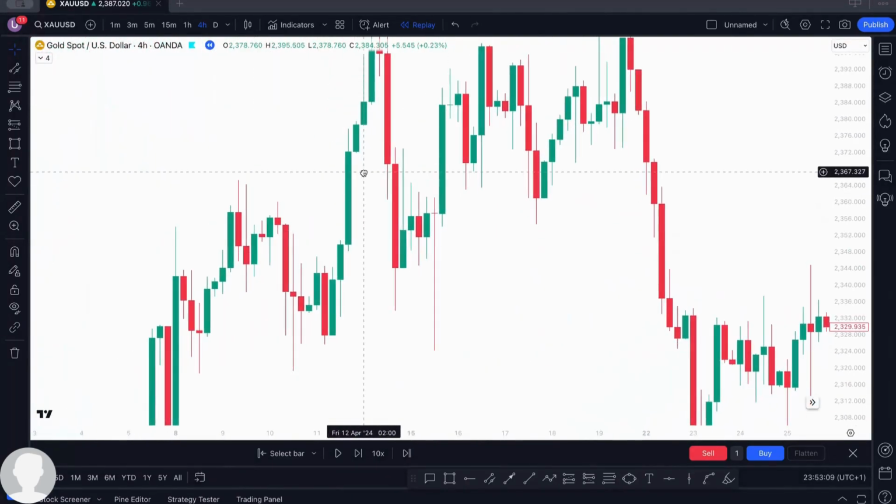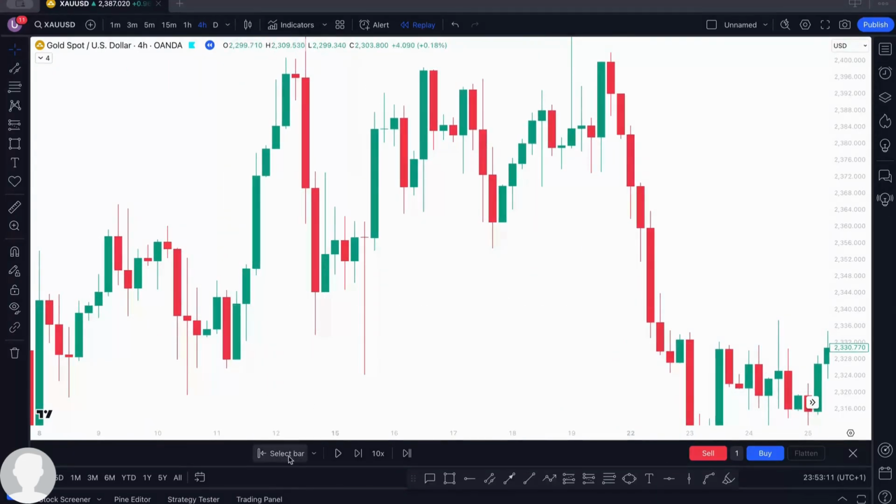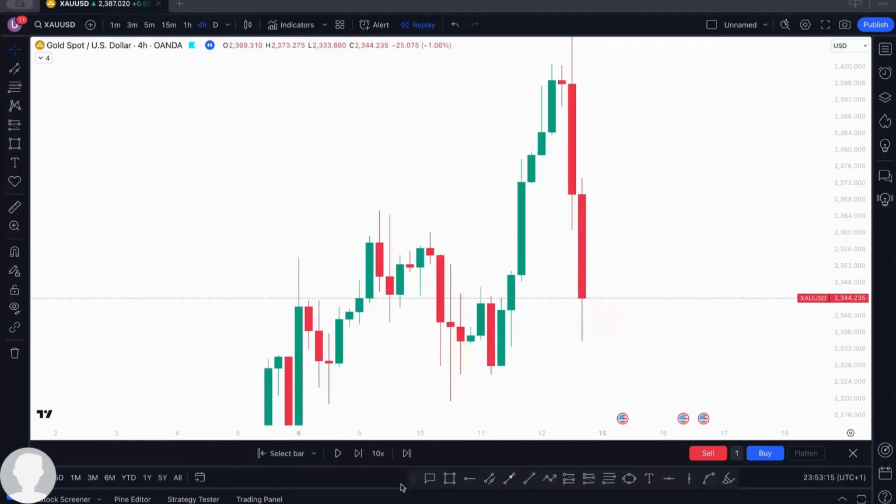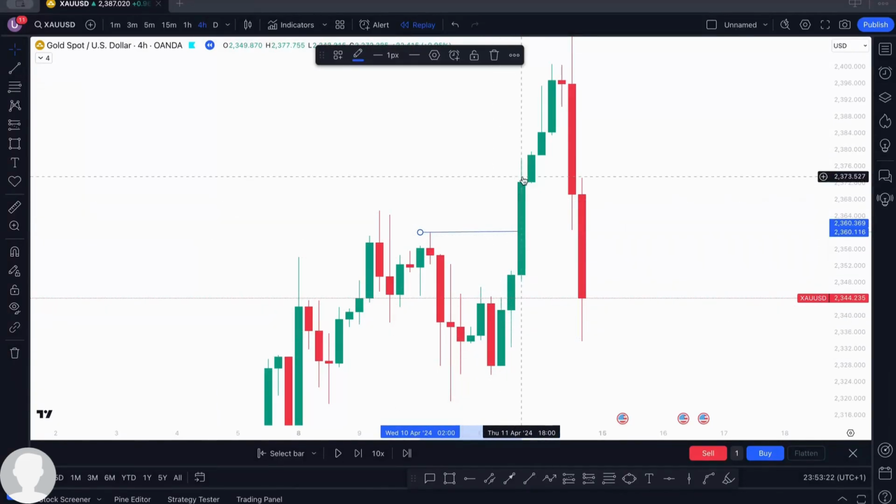Now, if you go around the chart, I have another good example for you here. This is another beautiful example. What do I have here? I have a break of structure inside here. The market broke structure here, which created the impulse move. That's our first rule, number one.